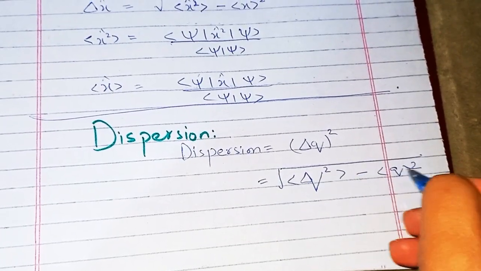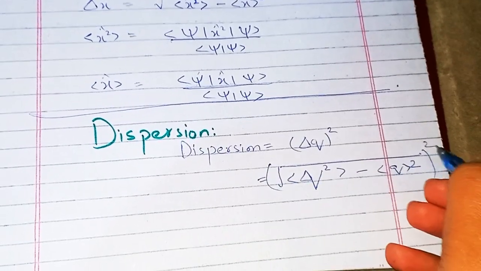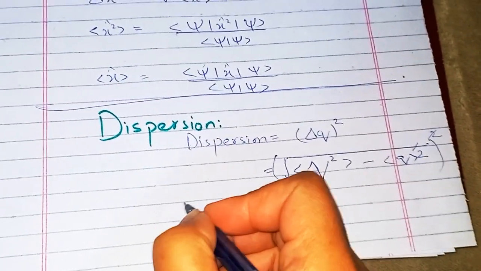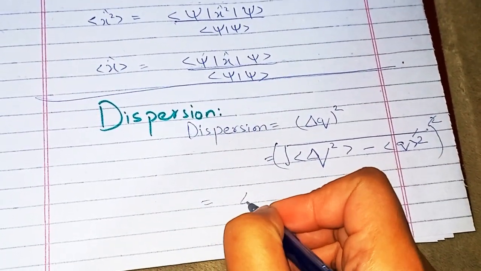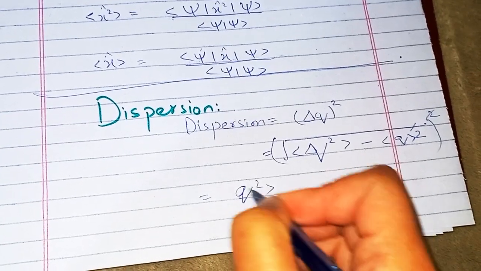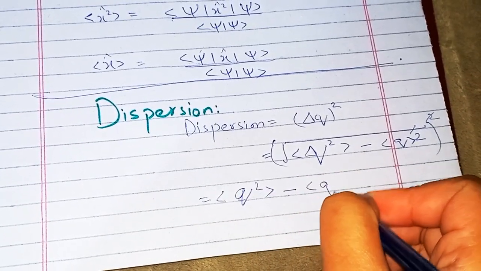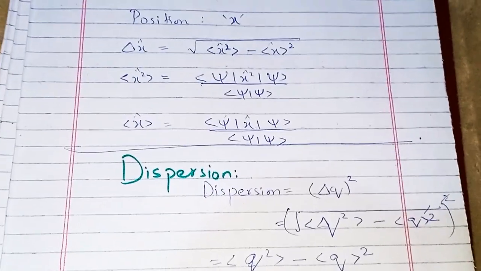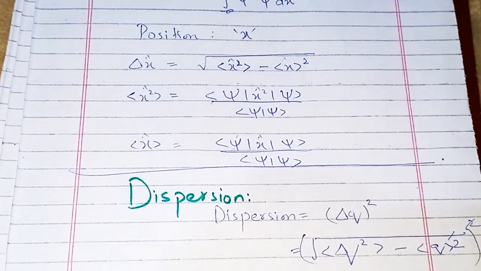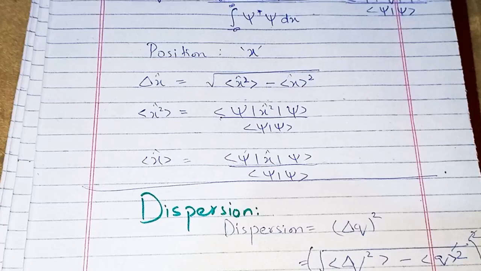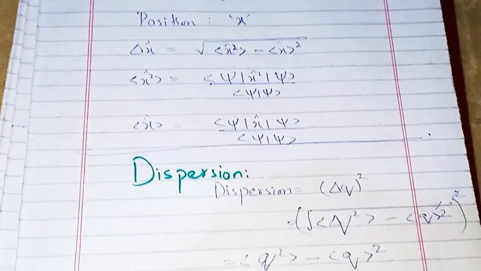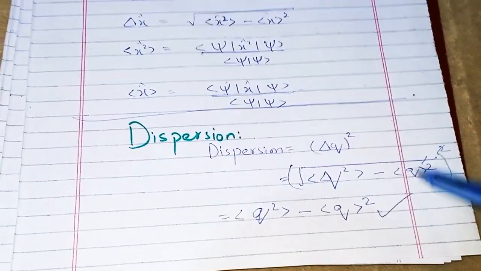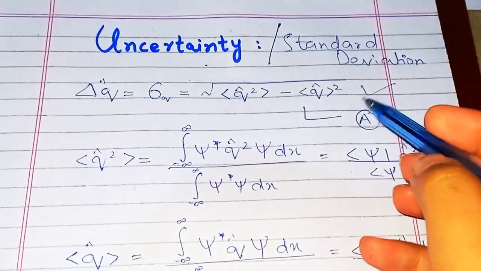Under root, that is uncertainty, and we'll take the square of it. Under root and square cancels out, and dispersion is actually equal to q squared ensemble average minus q ensemble average whole squared. We'll do a ton of problems related to these. You will see how to apply these formulas, so don't you worry. You just should know the formulas. Okay, that is dispersion, that is uncertainty.